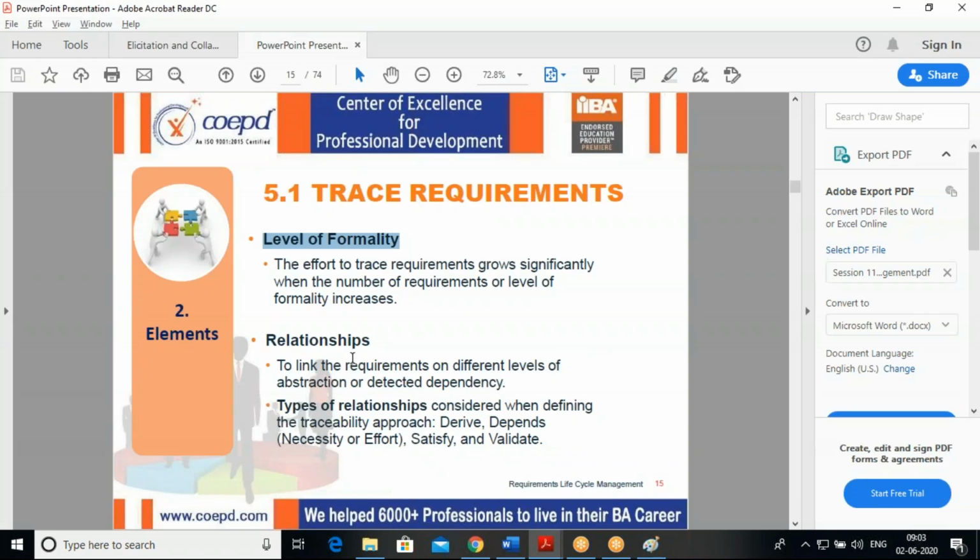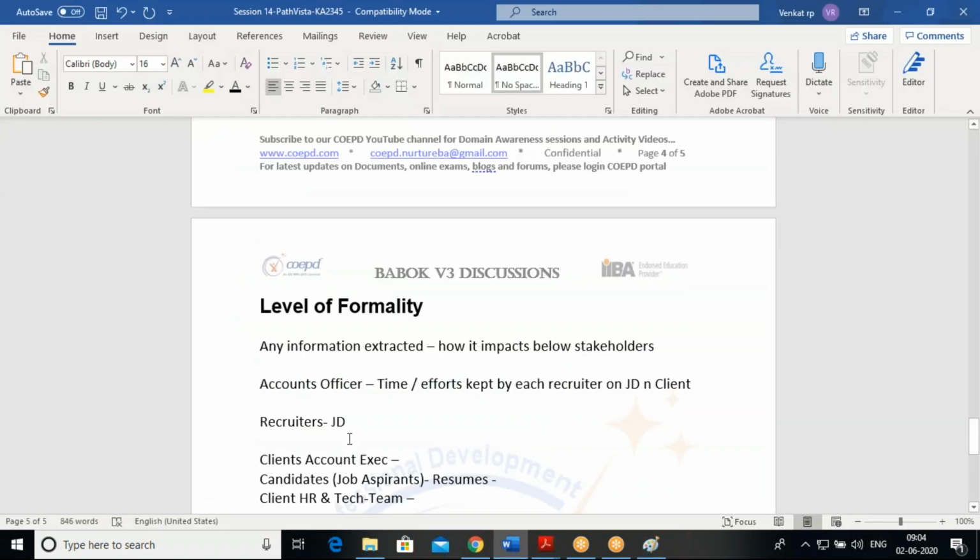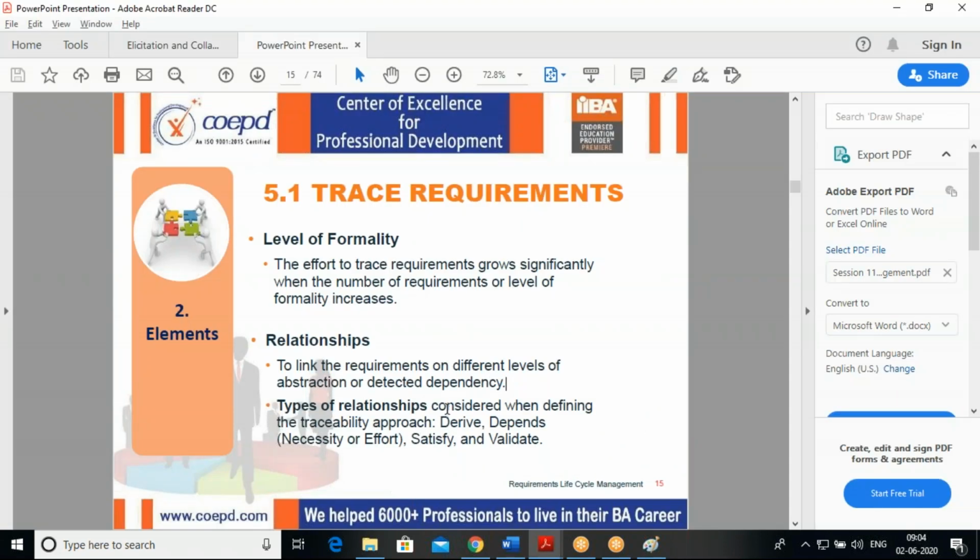And coming to the relationship, to link the requirements on different levels of abstraction and the types of relationships. Let me say each JD is a count here. Each JD for a recruiter is just a count to the account officer. You can look at it as a drill down. The relationship between the JD of a recruiter and the effort that is counted by the account officer is like a drill down. Hope you got it. Relationships.